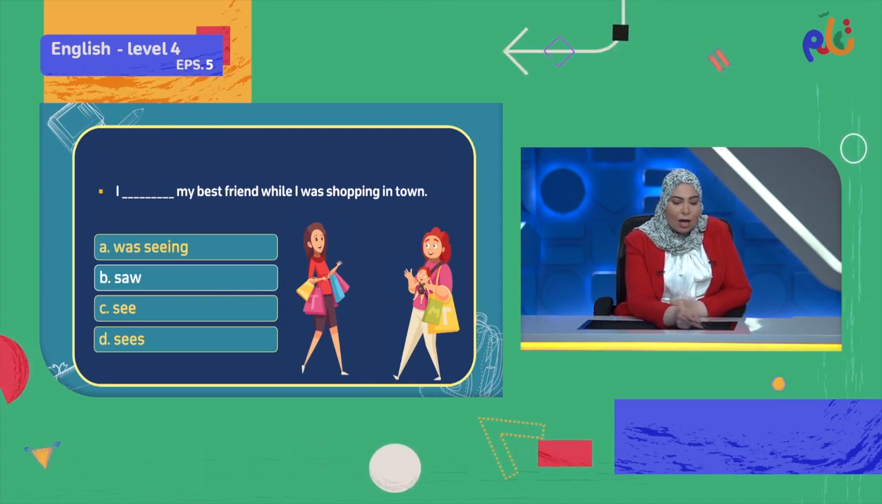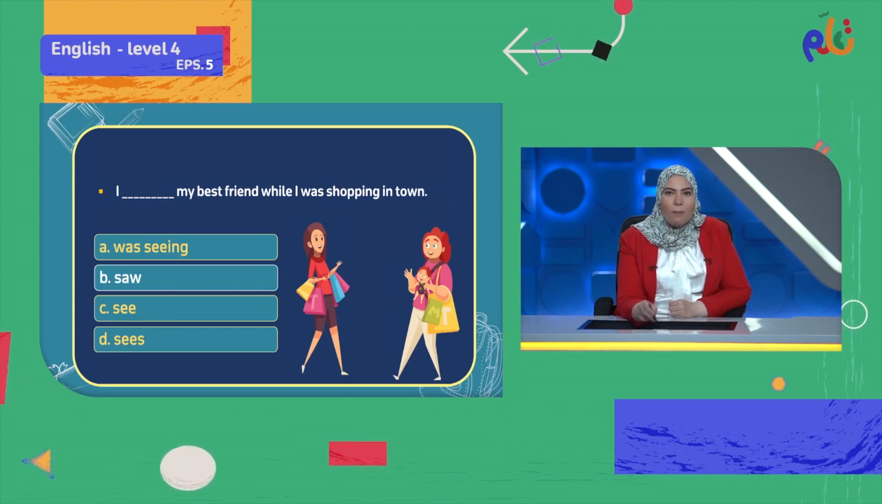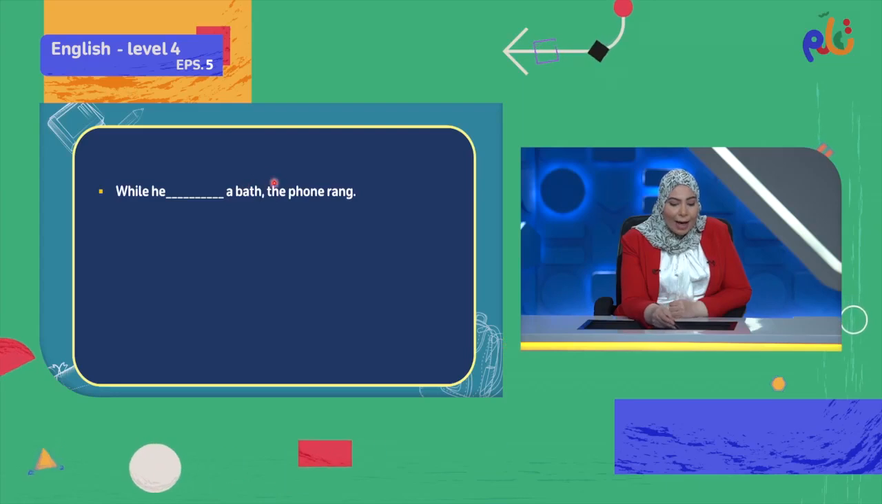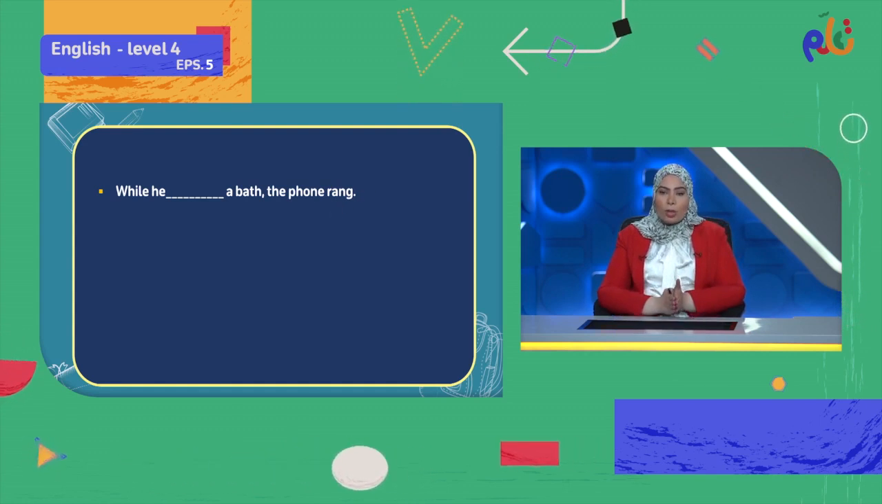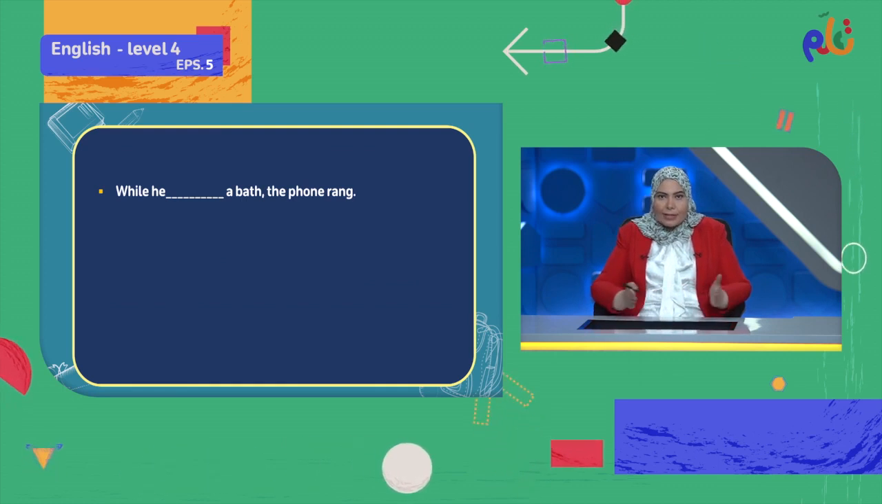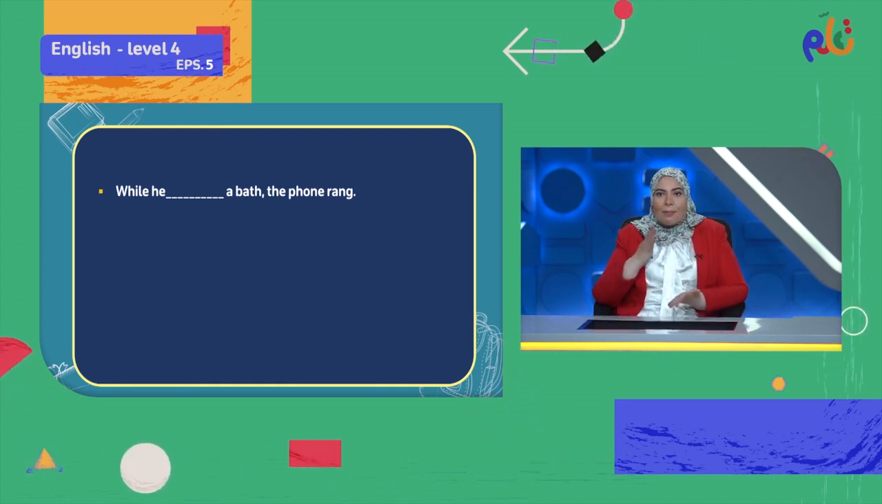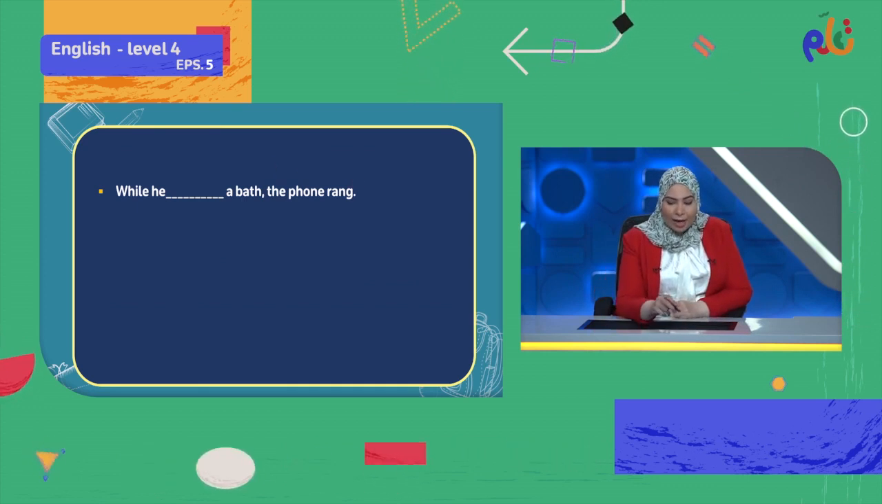So the sentence is, I saw my best friend while I was shopping in town. This is how it works. And here we have, while he, a bath, the phone rang. So we're talking about something long, a bath. In the middle of this bath, the telephone rang.